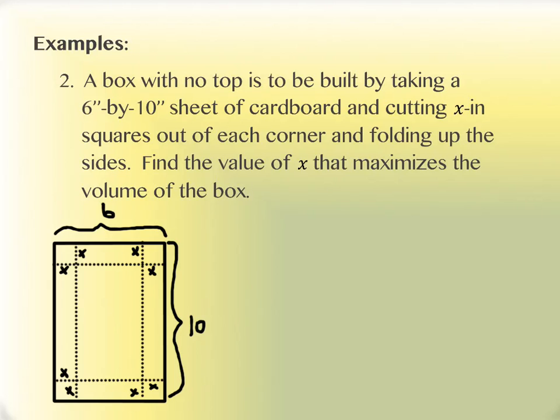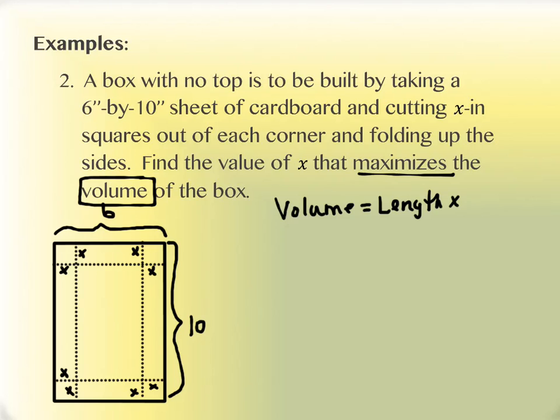All right, so let's take a look at what it says next. It wants us to maximize the volume of the box. How do you get the volume of a box? Length times width times height. So in general, the way I have volume here is length times width times height.